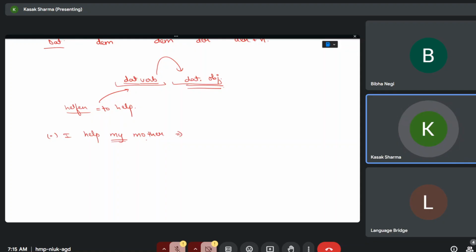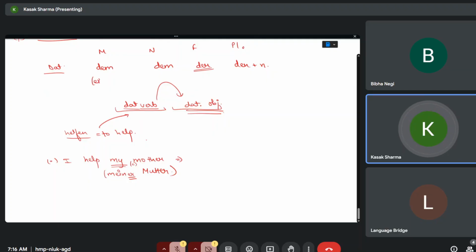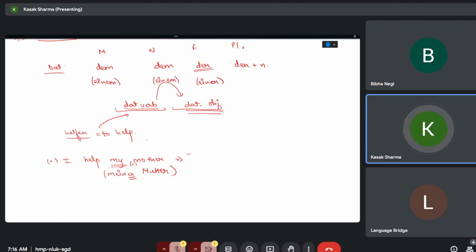Now here this my is mine, right? In German, possessive pronouns. Mother, Mutter, the article is die. Here I cannot write mein Mutter. I will be writing meiner Mutter because die will change into der in German. The endings remain the same, like unbestimmt will be einem and einer. The same goes with the possessive pronouns as well. So this sentence will be like this: Ich helfe meiner Mutter.